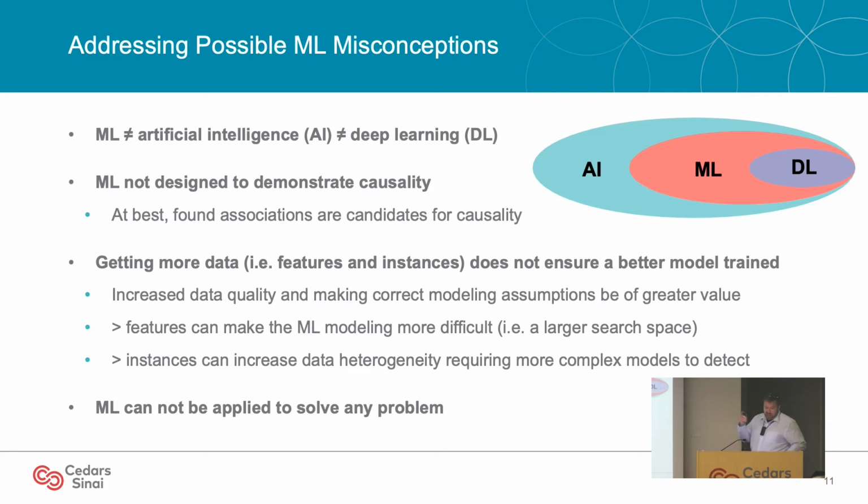Also, machine learning can't automatically be applied to solve just any old problem. You still need to frame a problem correctly. You still need something that fits into the context of something that machine learning can do well.